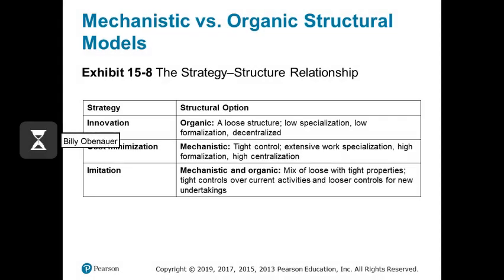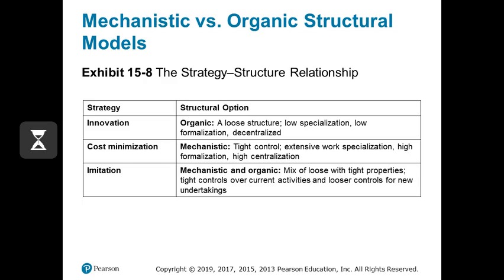Now, generally speaking, if we have an innovation strategy, a more organic model works well for us. A loose structure with low specialization, low formalization, and decentralization, because this allows people the freedom to innovate. Having said that, some formalization can help with innovation because people do like to know what their budgets are and what they can do within their job. But generally speaking, a more organic structure is going to support an innovation strategy.